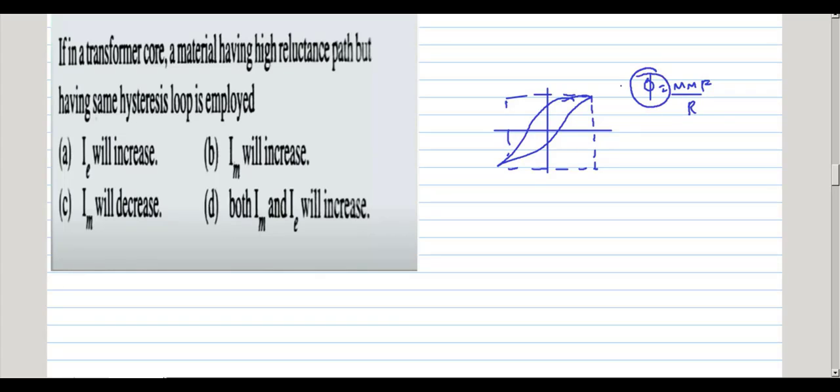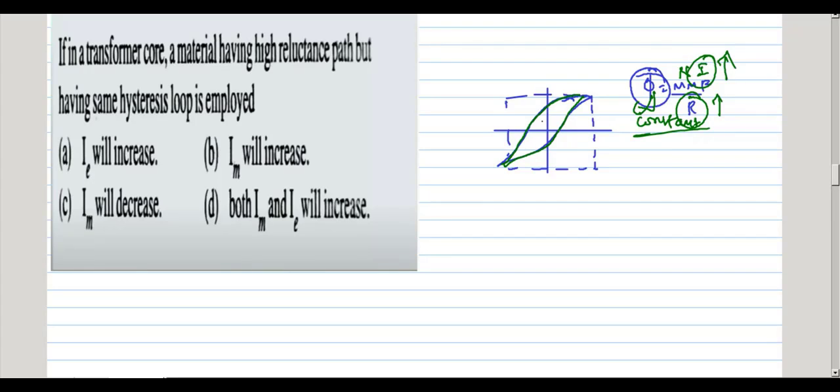So let's see, if the transformer core material has a high reluctance path but the same hysteresis loop is employed. The hysteresis loop remains the same, but the material has a high reluctance path. High reluctance path means flux equals mmf divided by reluctance. The flux in the transformer core remains constant, that is, the BH curve of this core is constant. Reluctance increases, so the flux is constant and the current increases.